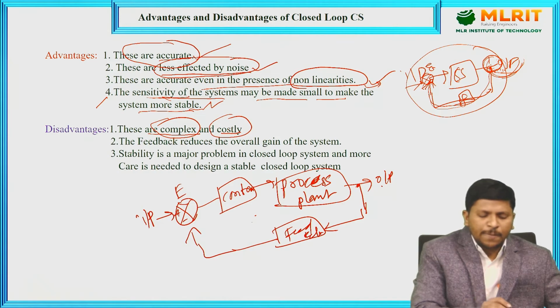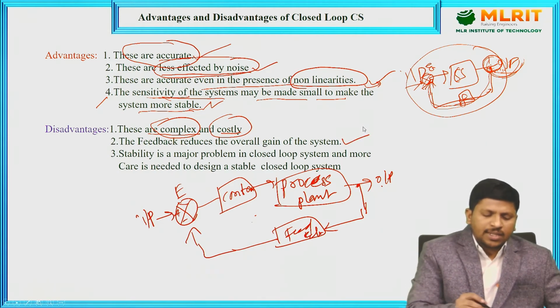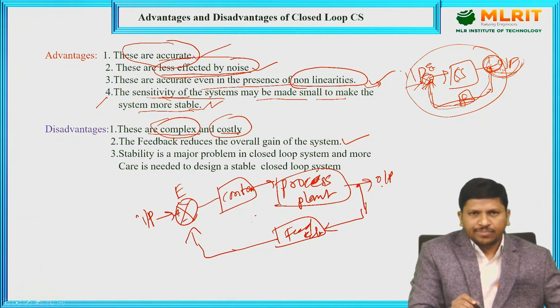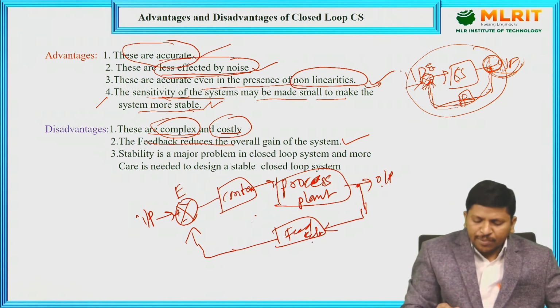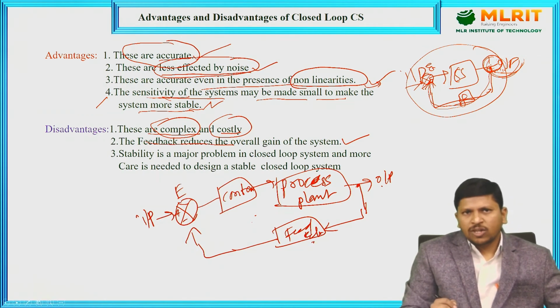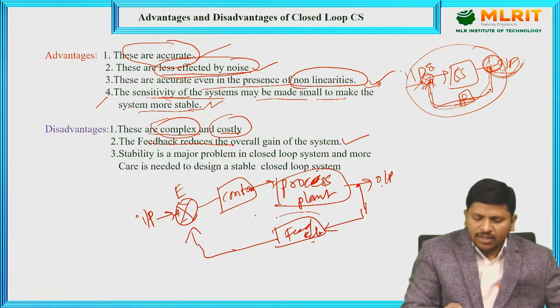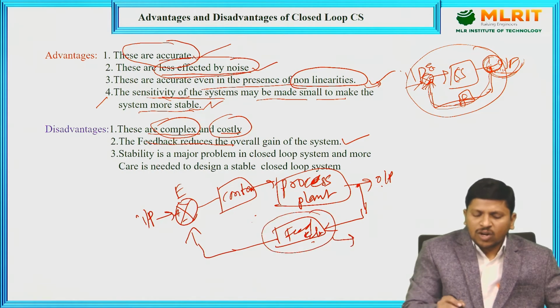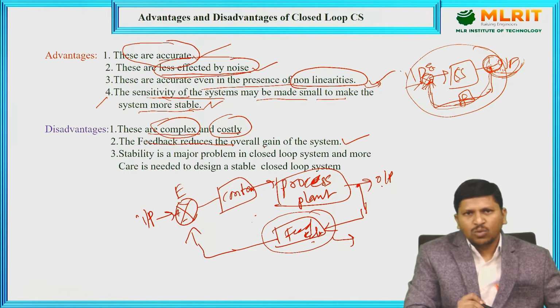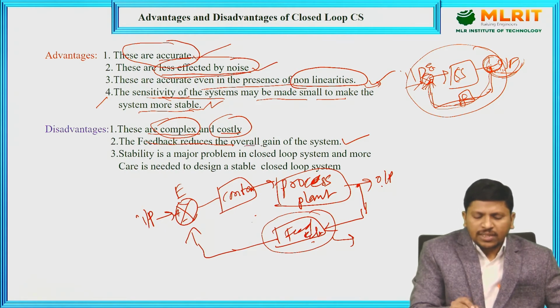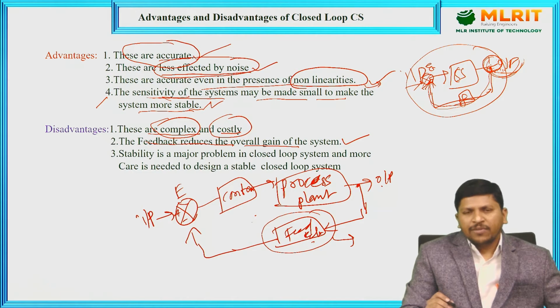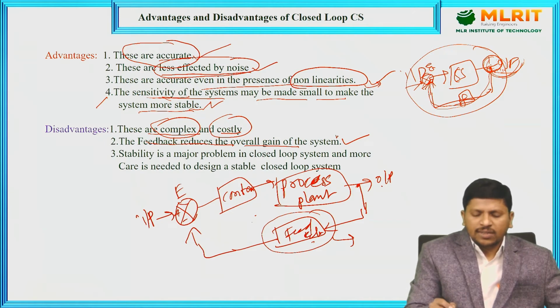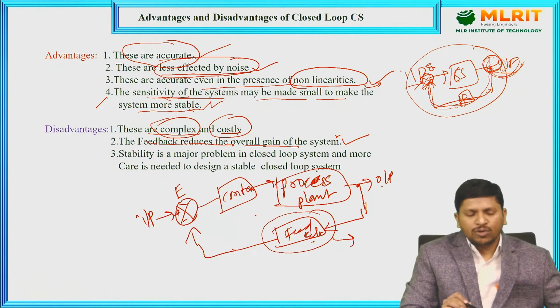Coming to the second one, observe: the feedback reduces the overall gain of the system. In a closed loop control system feedback is there. By using this feedback, the overall transfer function or overall gain is reduced. So that's why that is a disadvantage. When we use the closed loop control system, we get reduced gain, or less gain. That is the drawback of closed loop control system.